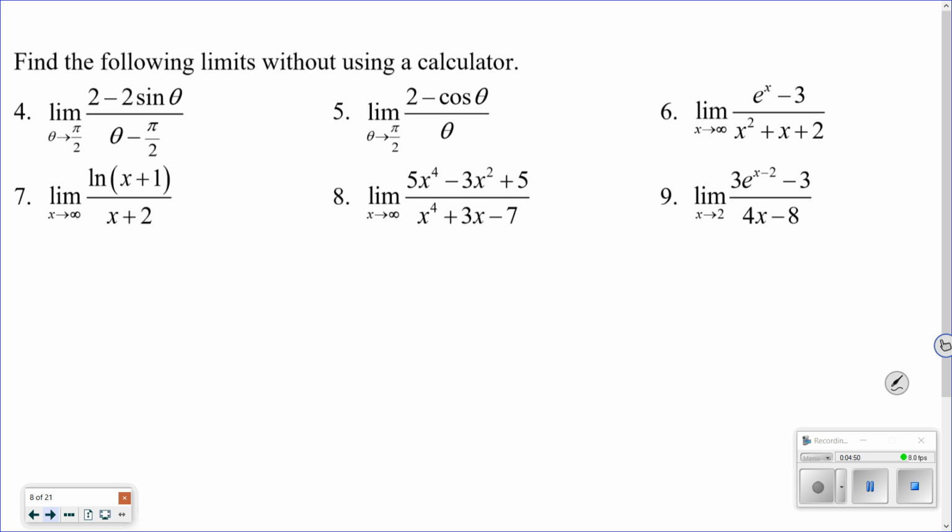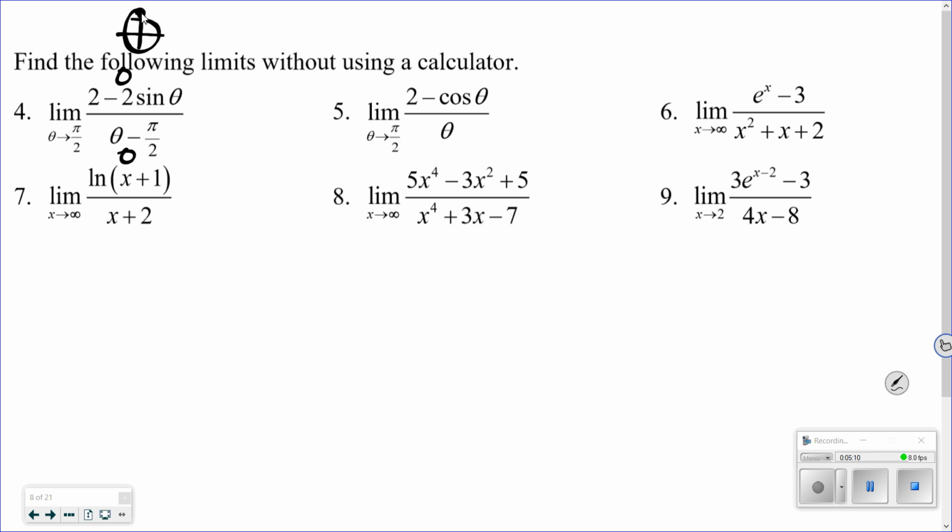So let's actually just do number 4. 4 is a good example. If I plug in pi over 2, sine of pi over 2 is up here. The sine is your y coordinate, which is 1. So sine of pi over 2 is 1. So I end up with 2 minus 2 on top, which is 0. If I plug pi over 2 in the bottom, I also get 0. So L'Hopital's rule applies here.